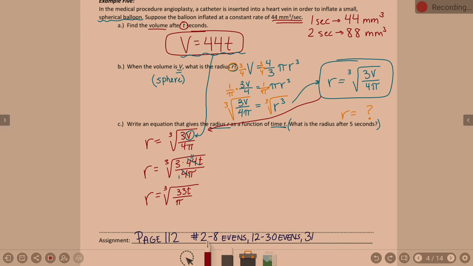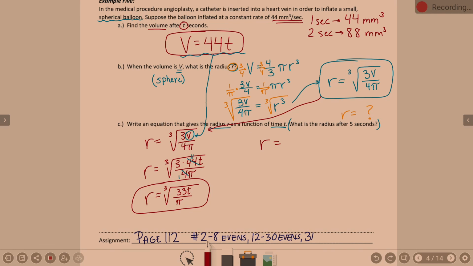And what about the pi? So now you just plug in 5 to t. That's the other part. Yeah. So I was taking this as a 2-part question. Part 1, write an equation that gives the radius r as a function of time t. That's that. Part 2, what is the radius after 5 seconds? So now, yes, we are plugging in the 5. That's right. You were skipping over the initial.